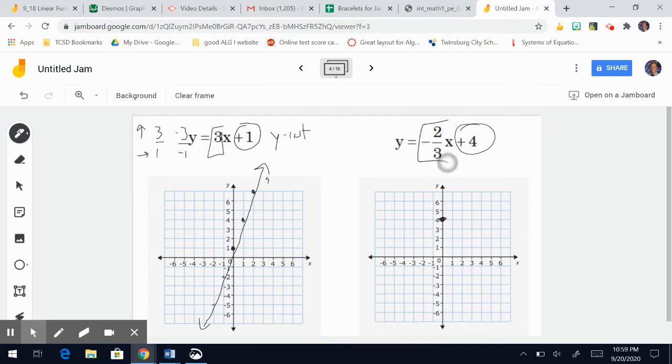And then here we have -2/3. So I'm going to write the -2 up top, and the 3 in the denominator. I'm going to go down 2 from my y-intercept, and then right 3. Again, down 2 from that point, and 1, 2, 3 to the right. I can't go down 2 and right 3 because there's not enough room to go right.